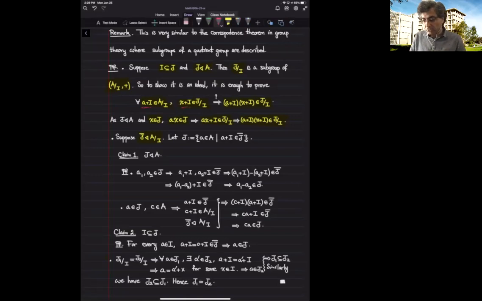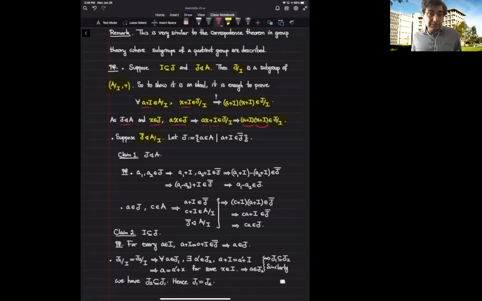That means x belongs to the ideal J and small a belongs to the ring capital A. Because J is an ideal, I can multiply by a and I will still be inside J. And that means the coset represented by ax belongs to the group J over I. But that is a plus I times x plus I, which means J over I is closed under multiplication by elements of A over I. Equivalently, J over I is an ideal, and that's exactly what we wanted to show. So this shows that in this case, J over I is an ideal.